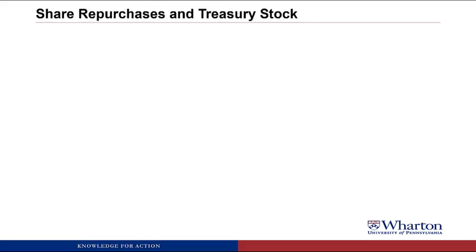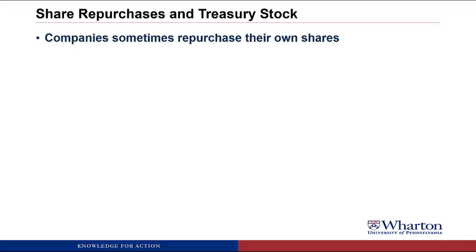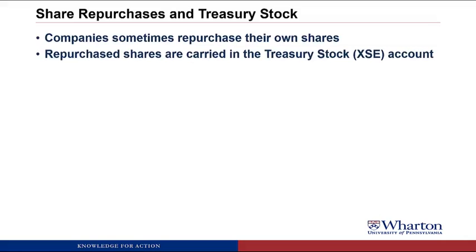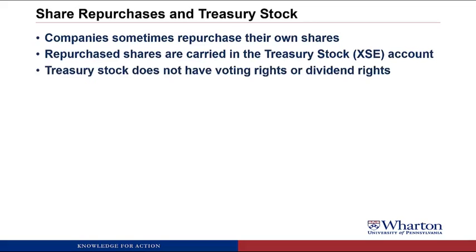Next thing we're going to talk about is share repurchases and this account called Treasury stock. So companies sometimes repurchase their own shares. These repurchased shares are carried in the Treasury stock account, which is a contra shareholders' equity. So XSE stands for contra shareholders' equity. That means it goes up with a debit and down with a credit balance. So just the opposite of the way stockholders' equity normally works.